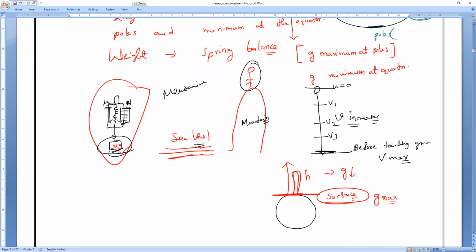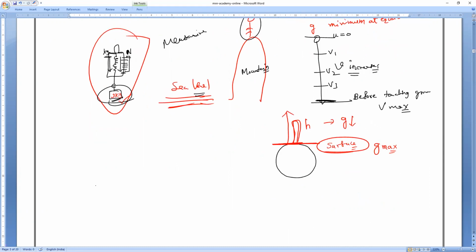So tell me, where is the weight more, at sea level or at the mountain? Sea level. Mountain means height, above the ground, above sea level. Height increases, gravity decreases. The g value decreases, which means weight also decreases. Understand? All of you? So you have to remember that.